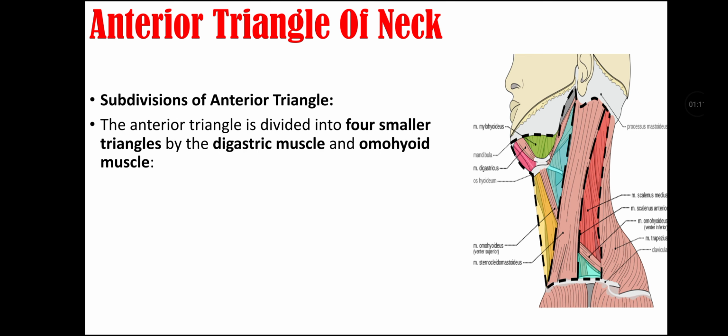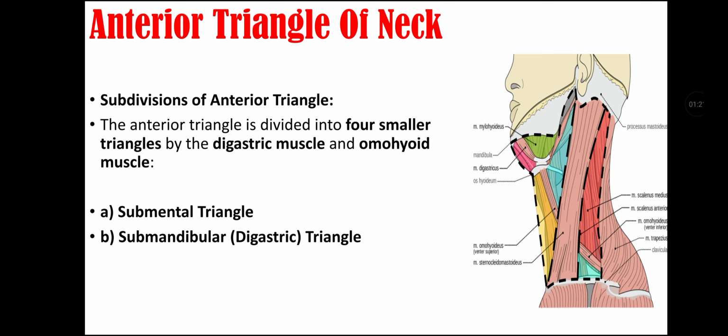Subdivision of anterior triangle. The anterior triangle is divided into four smaller triangles by the digastric muscle and omohyoid muscles. They include the submental triangle, the submandibular triangle, that is also called the digastric triangle, the carotid triangle, and the muscular triangle.